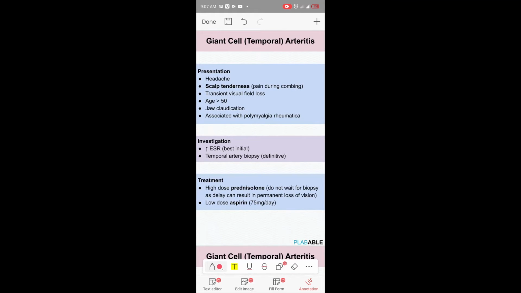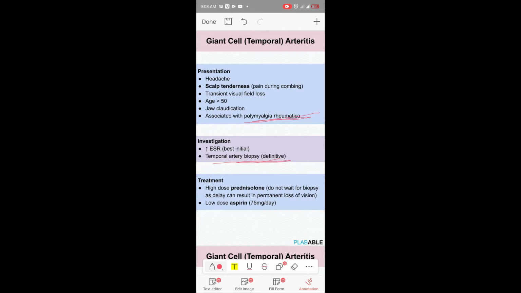And then the topic comes, that's temporal arteritis. That's the problem with the medium to large vessels. These people come with a headache, jaw claudication, scalp tenderness, visual field problems. That is the most serious thing here, and that is associated with polymyalgia rheumatica. That is the most important thing to remember. They have raised ESR. The definitive test is temporal artery biopsy.